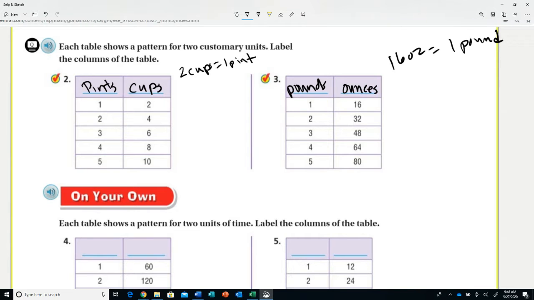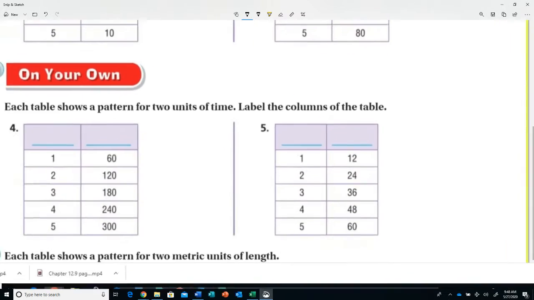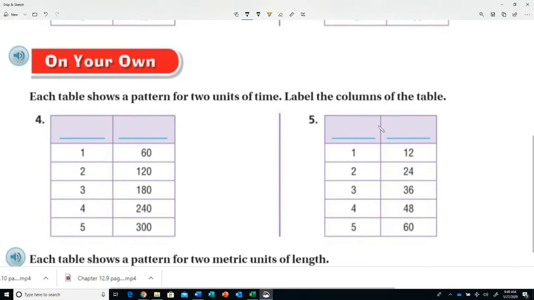Now, I also know, because I've been doing a bunch of videos today, that 16 cups, like a cup of milk, 16 cups equals a gallon. So you could also do cups to gallons here. I think the more popular one, the one that you really need to know in terms of this lesson, in terms of this chapter, would be that 16 ounces makes a pound. Okay, moving on. Each table shows a pattern for 2 units of time, which I really appreciate that you give me the unit of time.